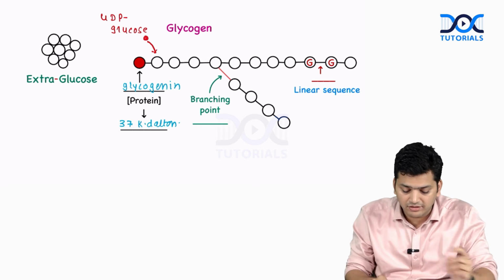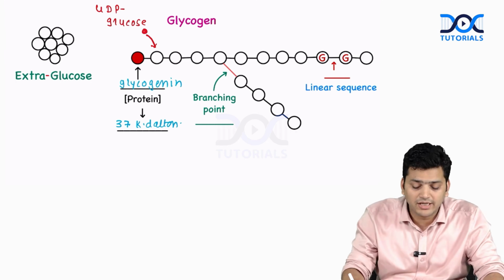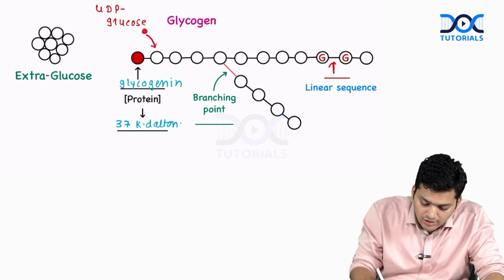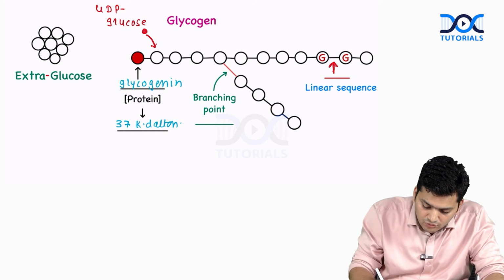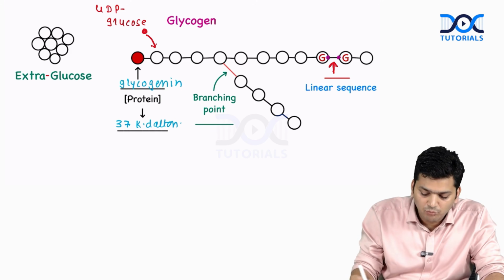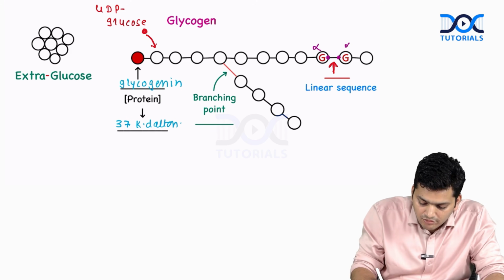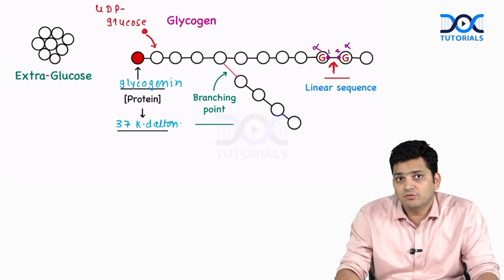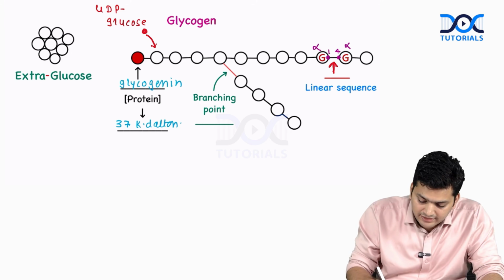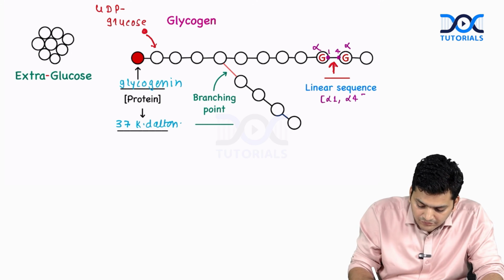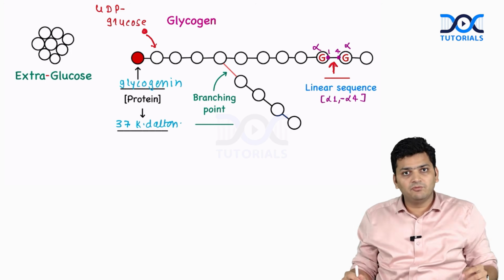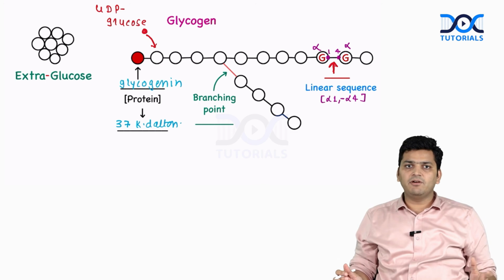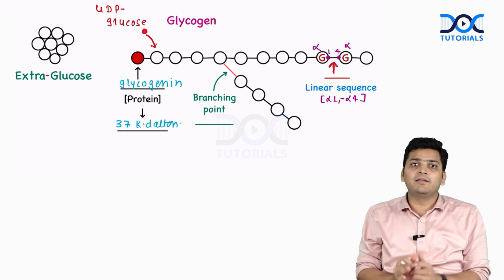When they are attached together, the direction of the bond between the glucose molecules, here for example this glucose and this glucose, both glucose are in the alpha form, and the first carbon is uniting with the fourth carbon. So what is the direction of the glycosidic bond here? In the linear sequence, the direction of bond is alpha 1, alpha 4. The first carbon is uniting with the fourth carbon. And why is it called alpha 1, alpha 4? Because the glucose are in the alpha form.